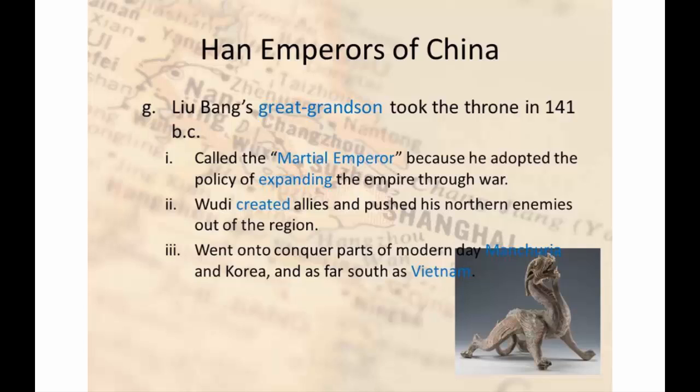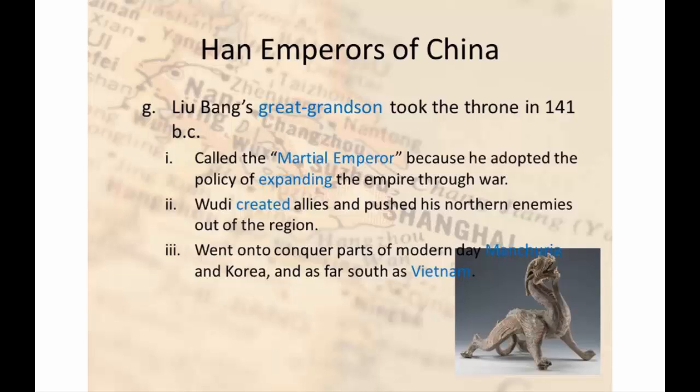Liu Bang's great-grandson took the throne in 141 BC. He was known as the Martial Emperor because he adopted the policy of extending the empire through war, which seems to be a common theme among many of these male emperors. You want more land? Let's beat everybody up to get it.